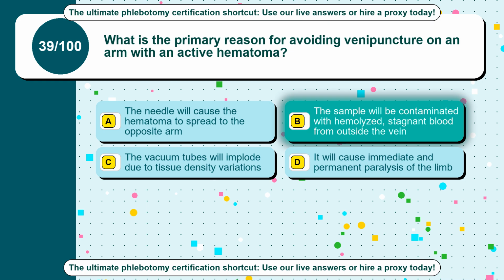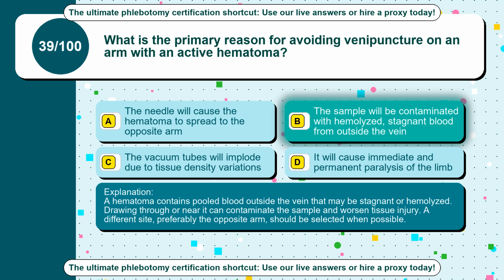The correct answer is option B. The sample will be contaminated with hemolyzed, stagnant blood from outside the vein. A hematoma contains pooled blood outside the vein that may be stagnant or hemolyzed. Drawing through or near it can contaminate the sample and worsen tissue injury. A different site, preferably the opposite arm, should be selected when possible.